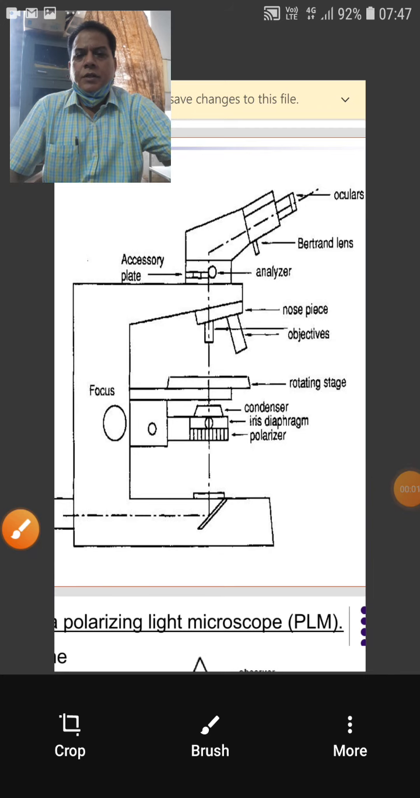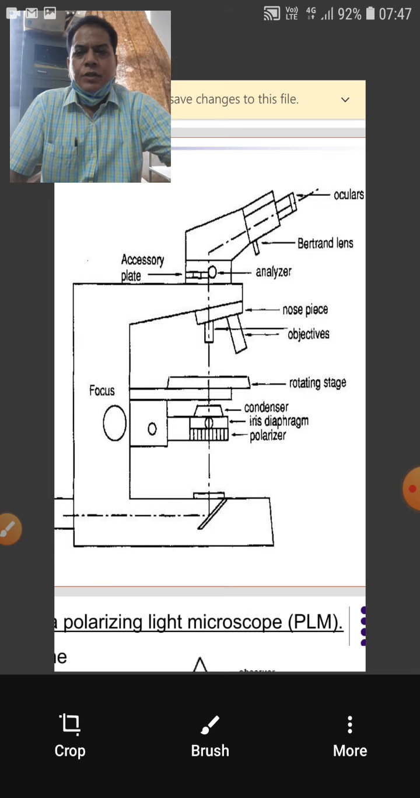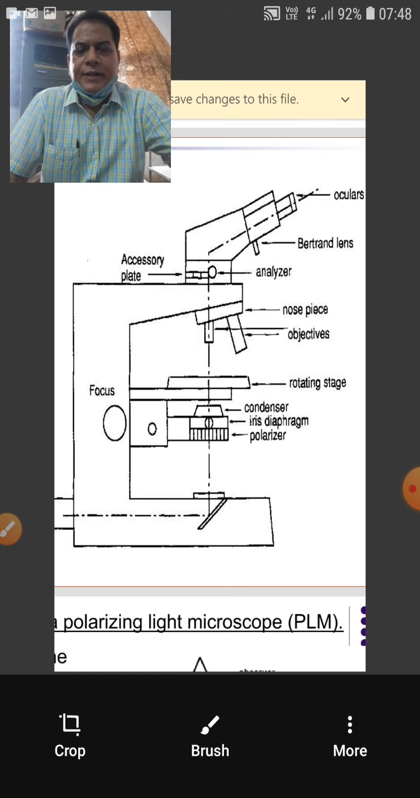Good morning. Today we will discuss identification of igneous rocks under the microscope. You all know that to observe the rock under the microscope we have to prepare a thin section, which I have already discussed in one of my last videos. A rock chip is cut and is mounted on a slide with the help of Canada balsam.